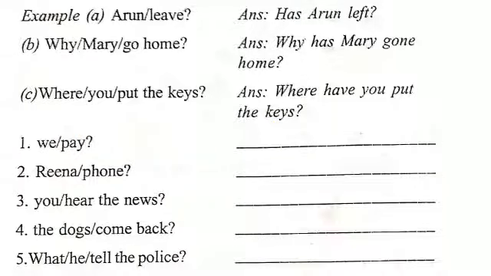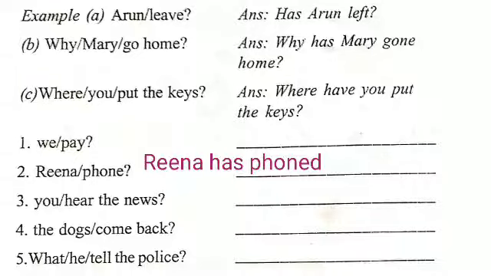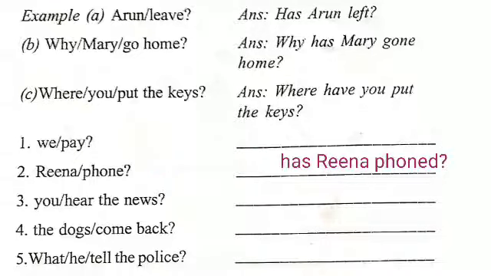Likewise, you have to change these into present perfect tense. We dash pay. This you have to change into a positive statement. We have paid. Then change into an auxiliary question. Have you paid? Then second, Reena dash phone. Reena has phoned. Has Reena phoned will be the auxiliary question here.